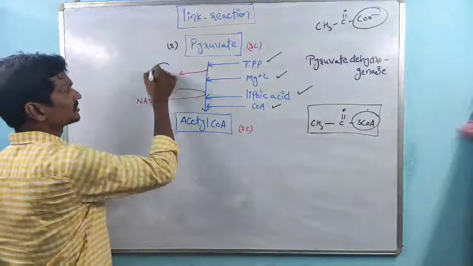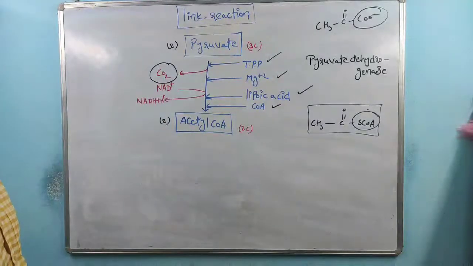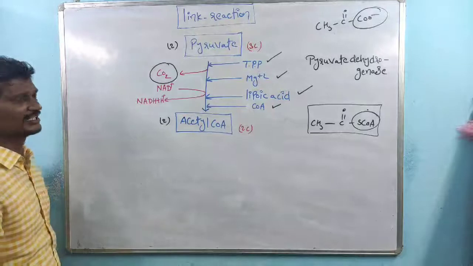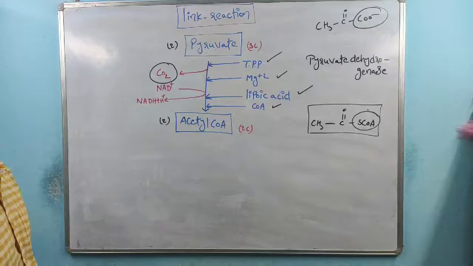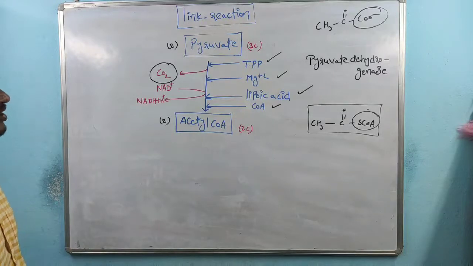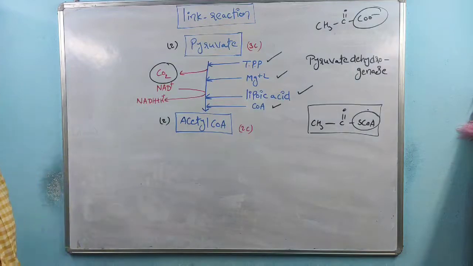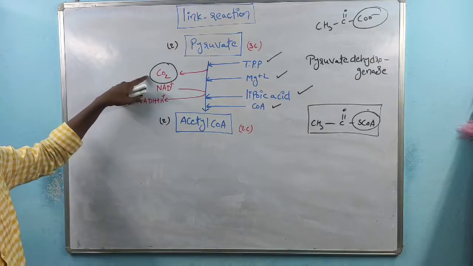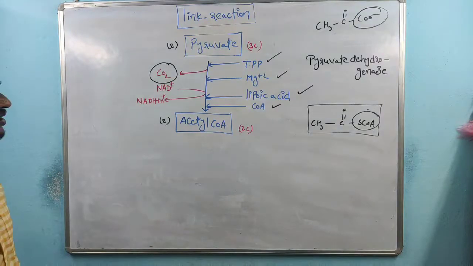See, during this process, carbon dioxide is removed. See, decarboxylation. The step is nothing but decarboxylation. And the next one is NAD is converted into NADH plus H plus. So this is nothing but oxidation. So this step is called oxidative decarboxylation. Here oxidation occurs, and decarboxylation occurs. Removal of carbon dioxide is nothing but decarboxylation. So this step is called oxidative decarboxylation.